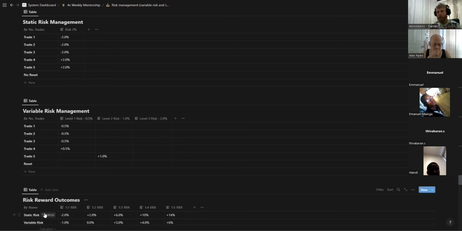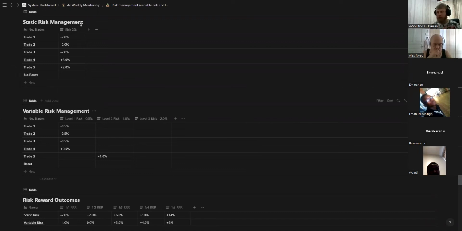And that is the difference between static and variable. Static means that regardless of the outcome of trade 4 and 5 being winners, when we get to trade 6, we are still risking 2%. Regardless of whether we lost 6%, we're still down, we still risk 2%.